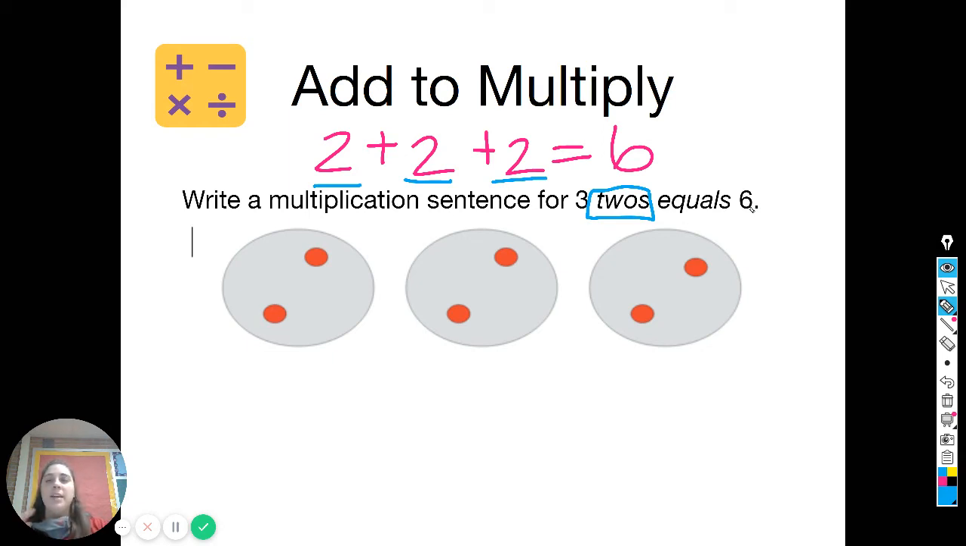Go ahead, if you have an idea, make that guess on your whiteboard. What would a multiplication sentence look like for 3 2's equals 6?